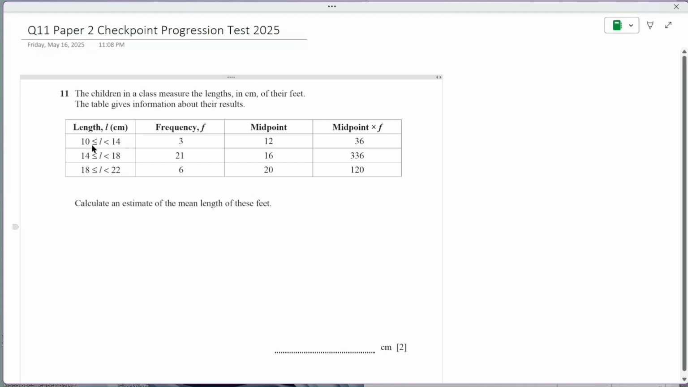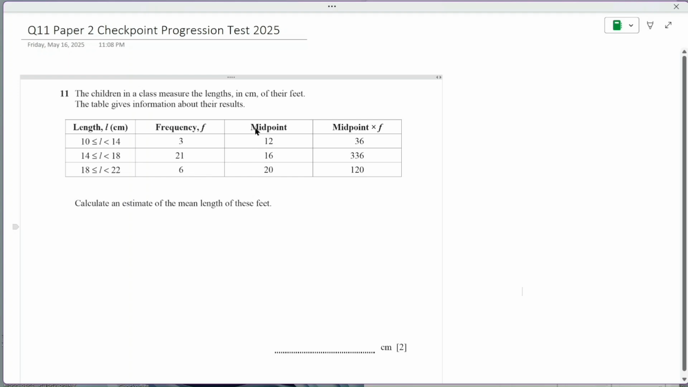Greater than or equal to 10 to less than 14, then greater than or equal to 14 to less than 18, greater than or equal to 18 to less than 22. That's the length of their feet in centimeters. These are the frequencies. From 10 to less than 14, you have 3 children. From 14 to less than 18, you have 21 children. From 18 to less than 22 centimeters in the length of their feet, you have 6 children.